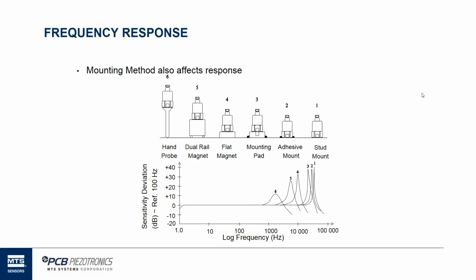And what we show here is that your spec sheet from PCB is going to be based on most likely the one on the right, because accelerometer manufacturers want to give the best case for their accelerometer, assuming the users mount it in the best way possible. And they're going to calibrate it in the best way possible too. The stud mount configuration is the most repeatable type of mounting you can use.